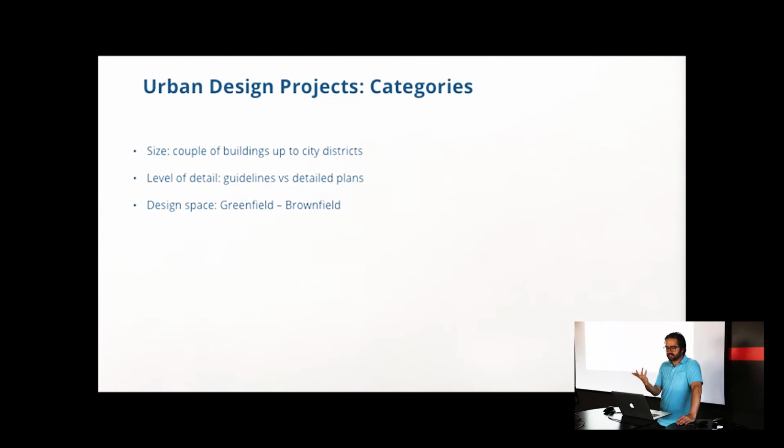On the other hand, it's a question of level of detail. So some projects just give guidelines how buildings should be built. Other projects give very detailed plans how the stuff should look like in the end. And there's always this question of design space. So is this kind of a greenfield project where stuff can be built from ground up, or is there existing infrastructure such as streets or historic buildings that need to be preserved? So these are kind of the dimensions in which urban design projects are situated.